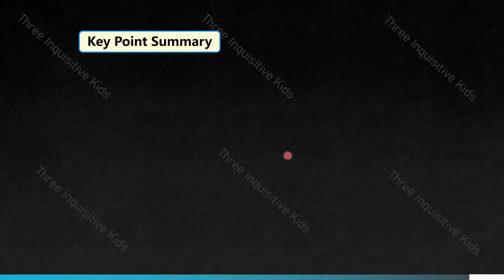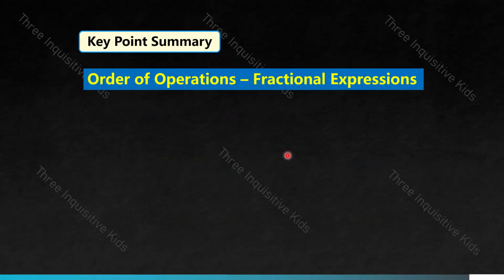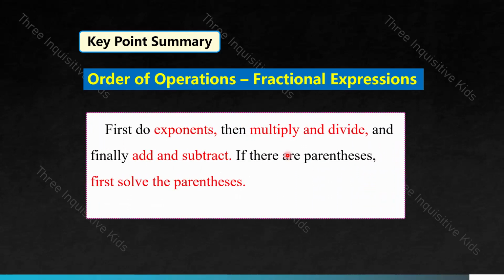minus b squared. Key point summary. Order of operations when solving fractional expressions. We always first do the exponents, then multiply and divide, and then finally add and subtract. But if there are parentheses, we first solve the parentheses. So if you have multiplication outside of parentheses and inside the parentheses you had addition or subtraction, you would still do the addition or subtraction inside the parentheses first. And again, the final answer must be simplified. So any answer you give must be in simplest form.